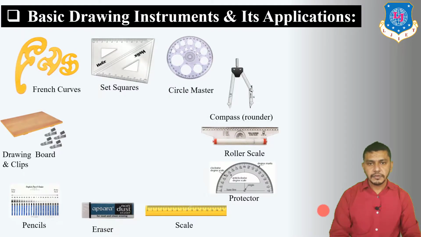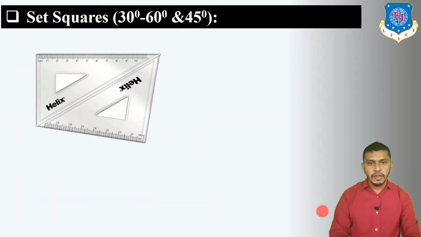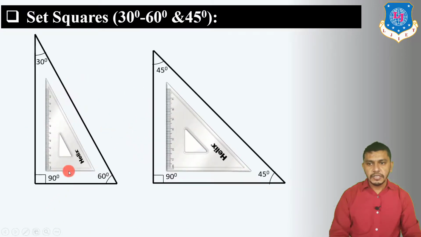Next is set squares. Now here we have two types of set square. One is 30 degree, 60 degree set square, and other is 45 degree set square. So this set square is termed as the 30 degree, 60 degree set square. So this angle of this set square is 60 degree and this angle is 30 degree. And the other set square is known as the 45 degree set square, in which one angle is 90 degree and other two angles are of 45 degree.